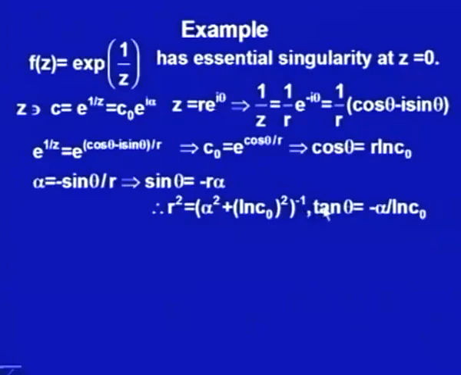And what will be tan θ, that is sin θ upon cos θ? r and r would cancel out, and I would get −α upon log c₀. Now we have to find the behavior. Picard's theorem says that this value c would be taken by infinitely many jets. I have taken one jet and I am representing it by polar coordinates. So what I have to show is that for many values of r and θ I would get this c.